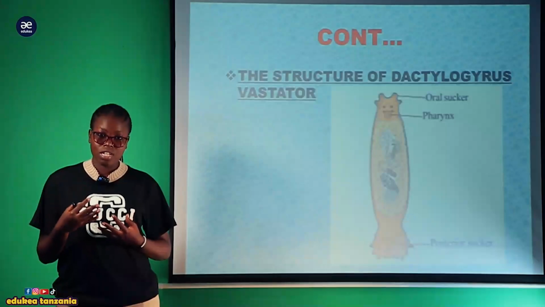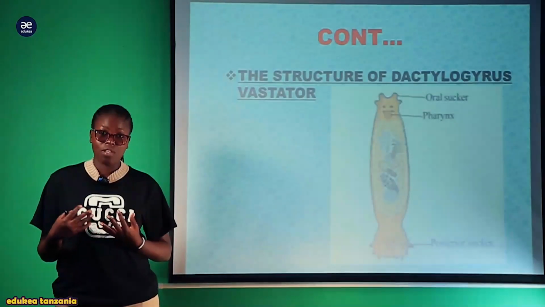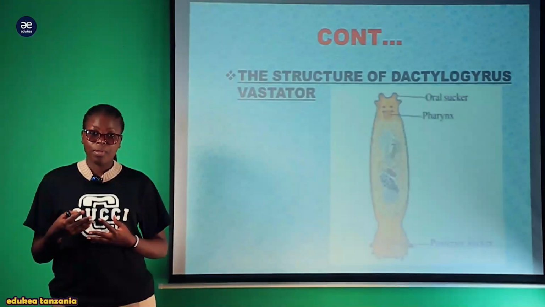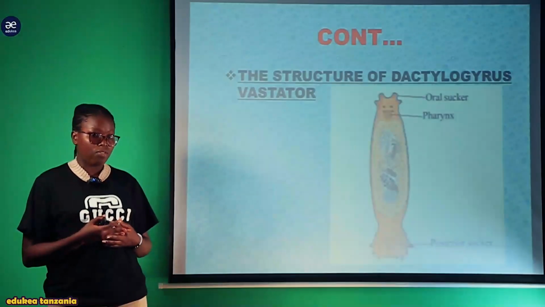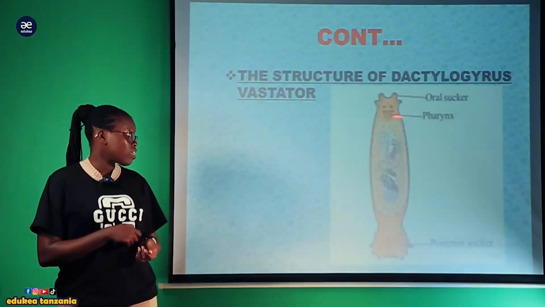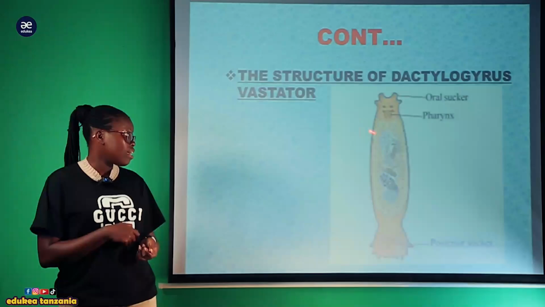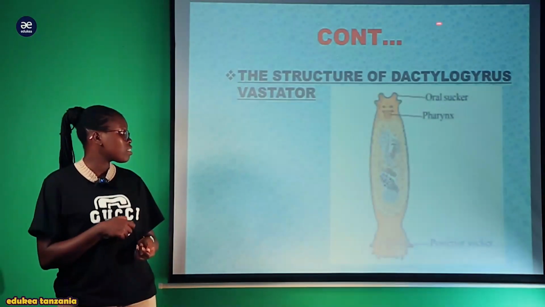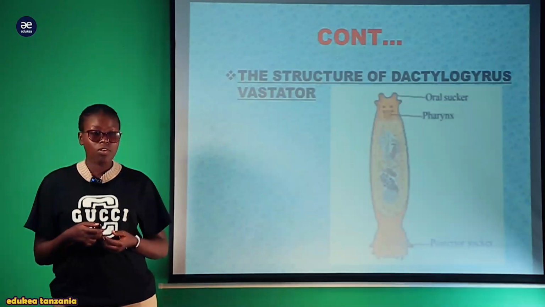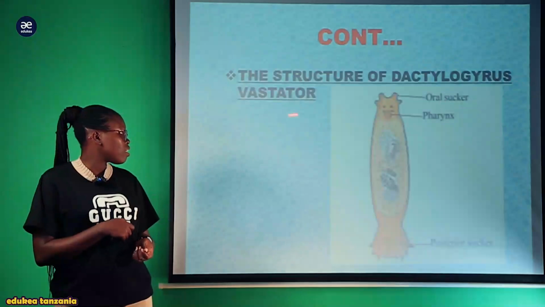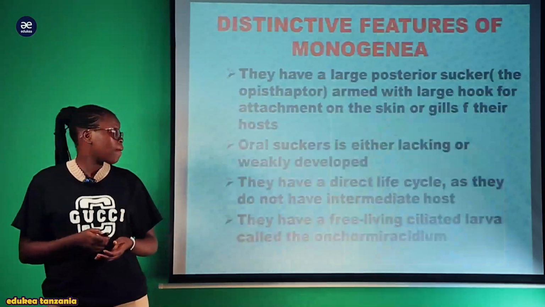After that, it uses the oral sucker for sucking the blood meal from the gills of the host. But there is also the pharynx, which is used in digestion. This is the whole structure, how it looks like. If you are asked to draw the structure of Dactylogyrus vastator, this is how it looks like.